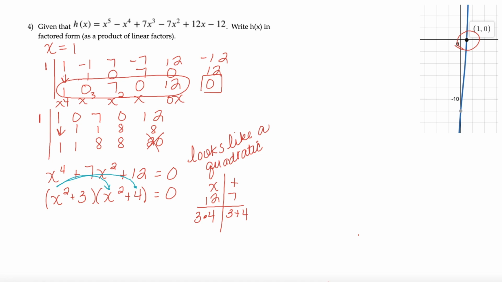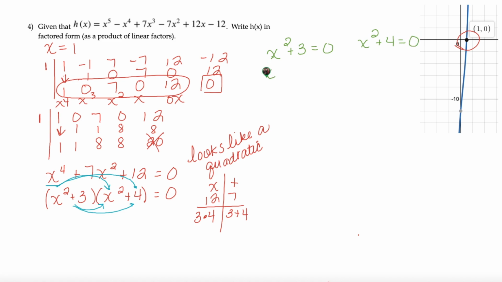squared times x squared will give us x to the 4th. X squared times 4 will be 4x squared plus 3x squared, which is 7x squared, and 3 times 4 is 12. So when in doubt, always double check. But now that we have it factored, we can set each factored piece equal to 0. So I'll have x squared plus 3 equal to 0, and we'll have x squared plus 4 equal to 0.